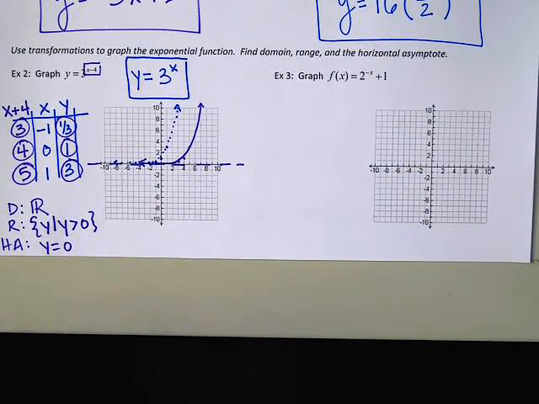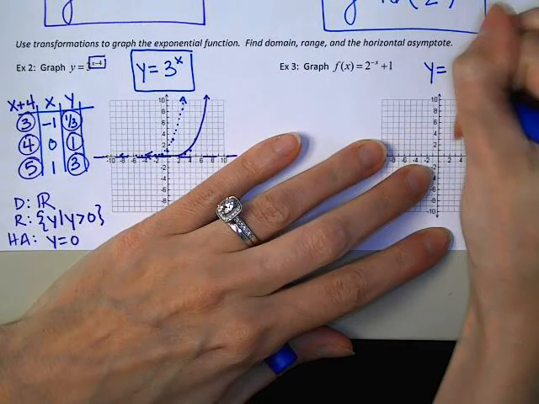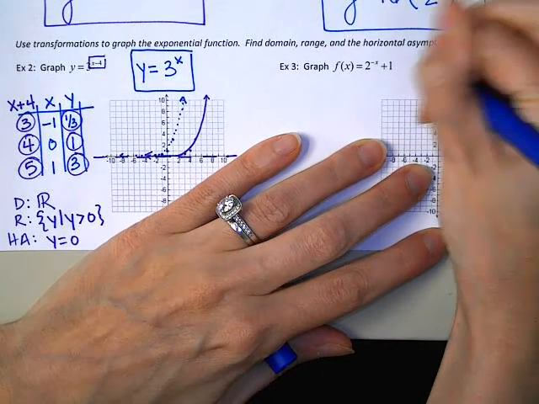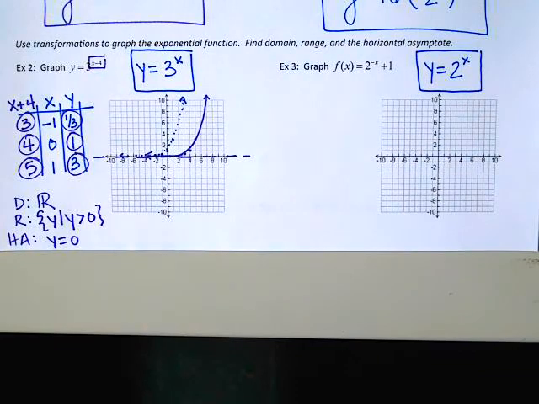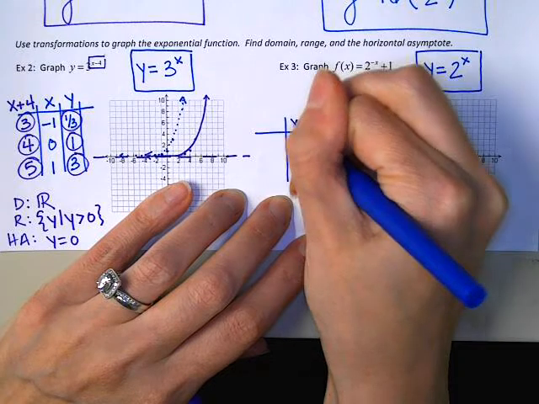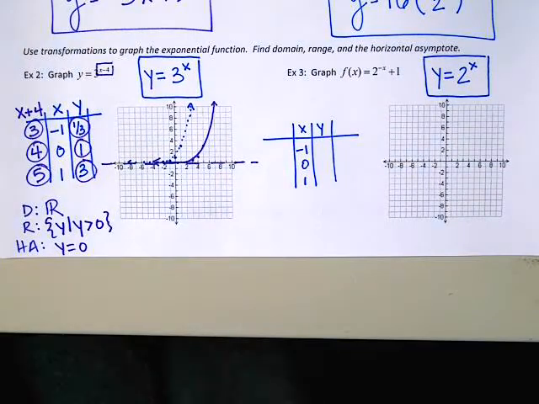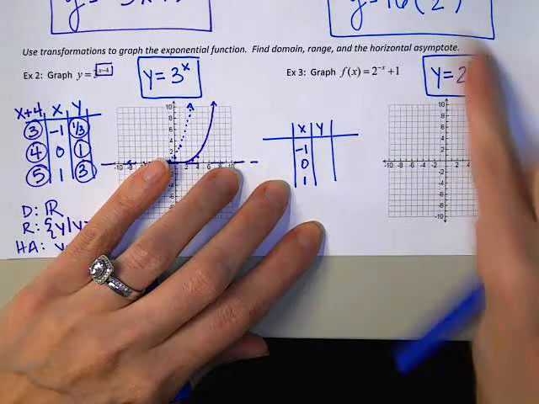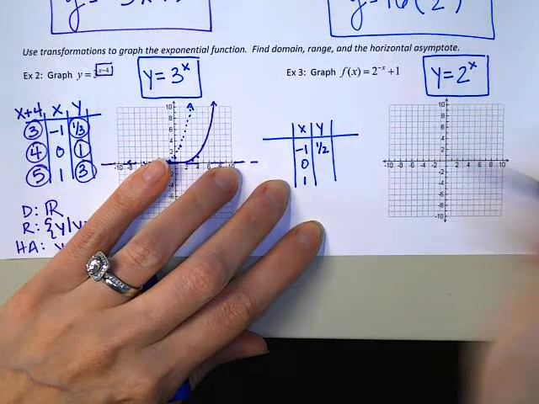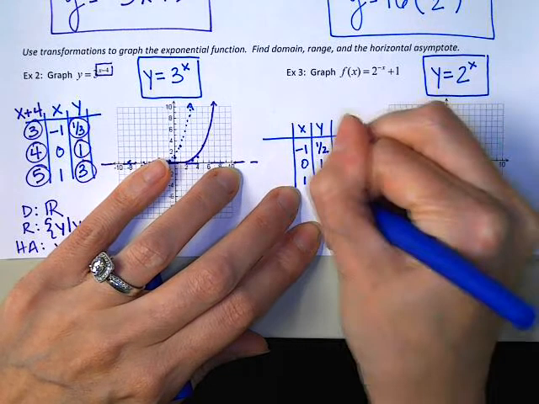Okay, I'm going to do one more graph for you guys in case you need it. Let's get our parent function first, y equals 2 to the x power without any shifts. And let's just see what that looks like. So we'll make our table. I'm going to do -1, 0, 1 again. And let's plug them in. So 2 to the -1 power is 1/2. 2 to the 0 power is 1, and 2 to the 1 power is 2.